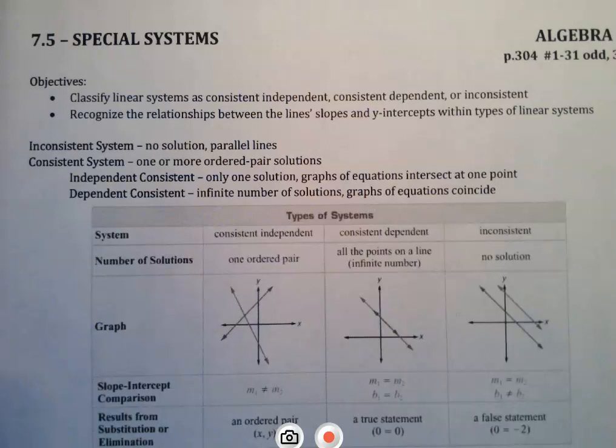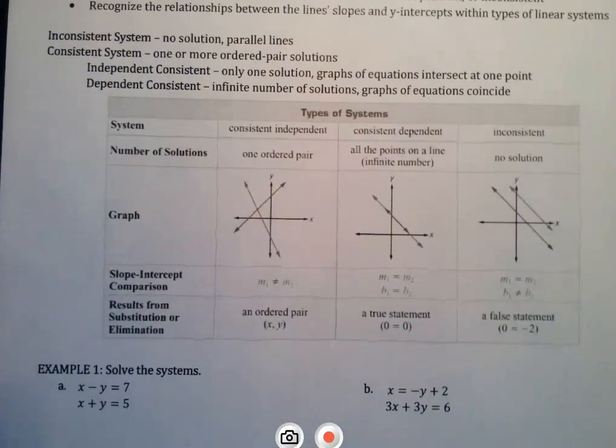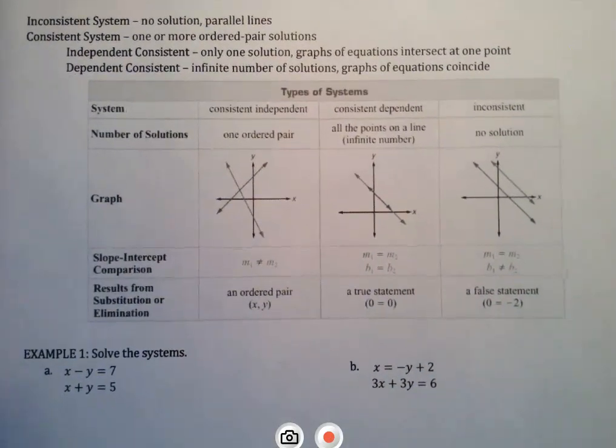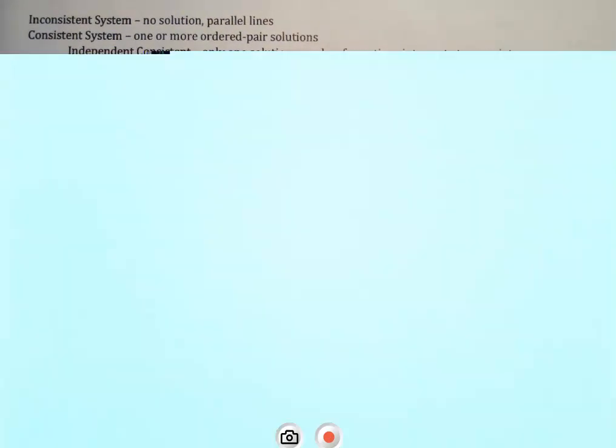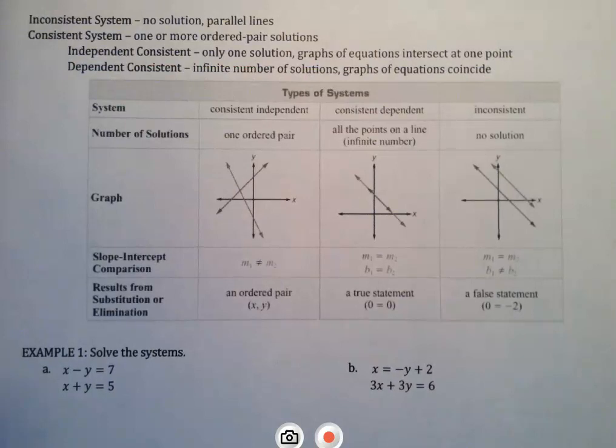All right, so we've got this awesome chart and some definitions up here to look at to get us through that. So first of all, the inconsistent system would be this one right here.